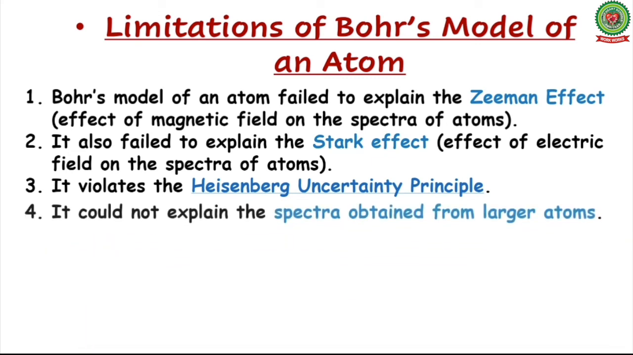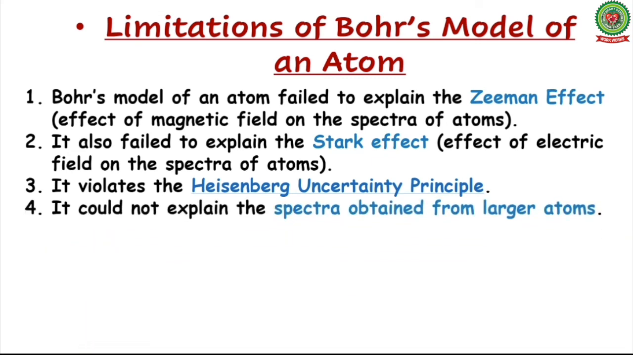And the fourth point is that it could not explain the spectra obtained from larger atoms. We can study atoms with atomic number 1, or if we talk about helium, if helium loses an electron, then the spectra we can study. We can study the spectra of the smaller atoms with Bohr's model of an atom, the postulates given by Bohr, but we cannot study the larger atoms. So this has to be considered.